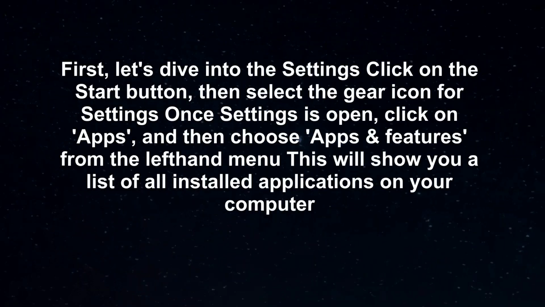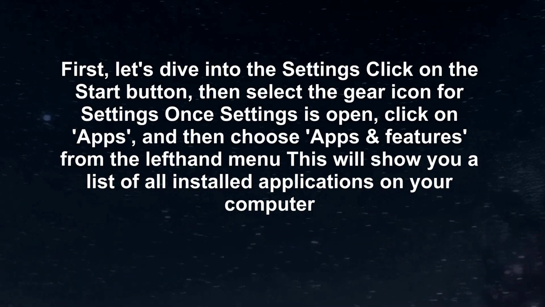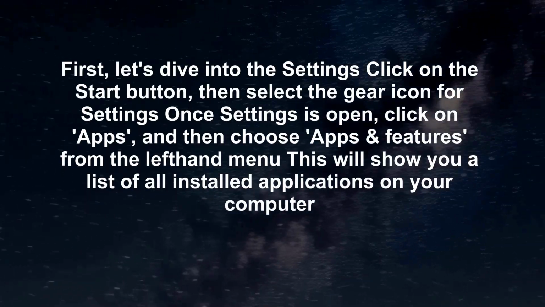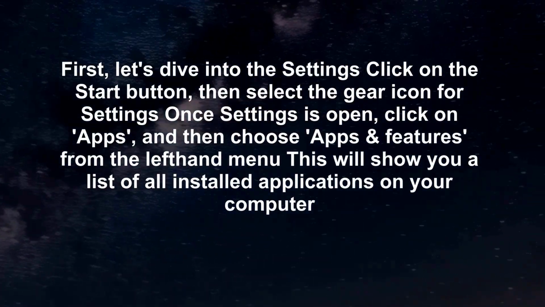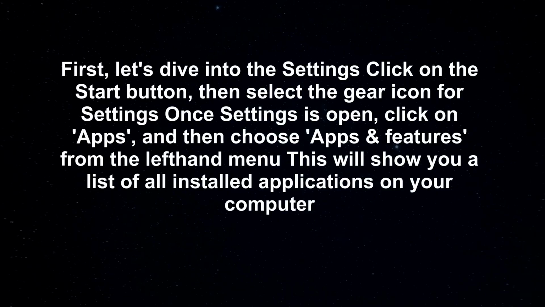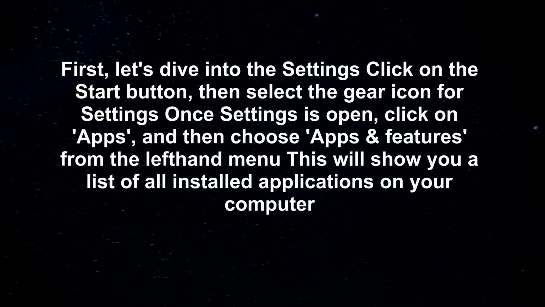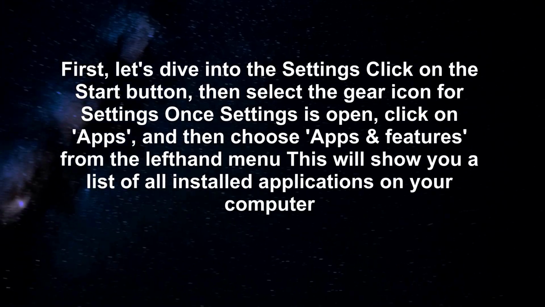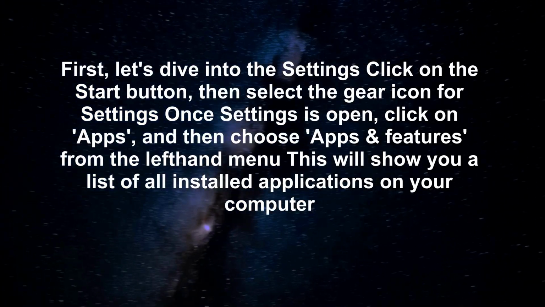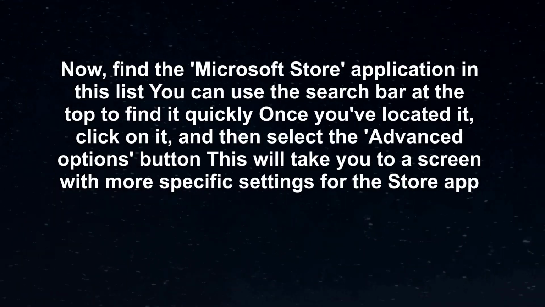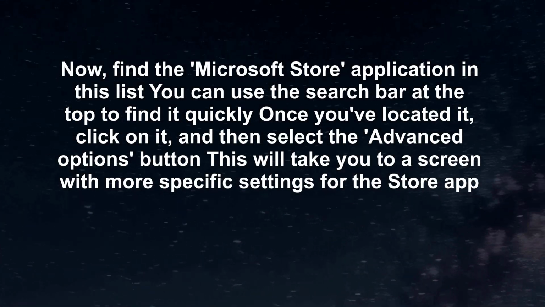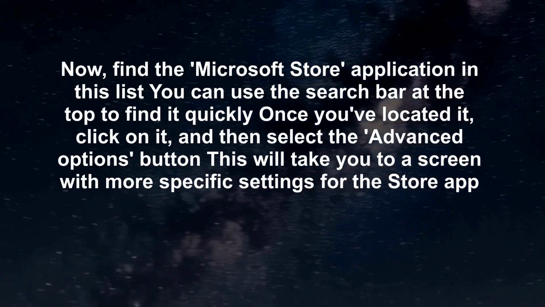First, let's dive into the settings. Click on the Start button, then select the gear icon for settings. Once settings is open, click on Apps, and then choose Apps and Features from the left-hand menu. This will show you a list of all installed applications on your computer. Now, find the Microsoft Store application in this list. You can use the search bar at the top to find it quickly.